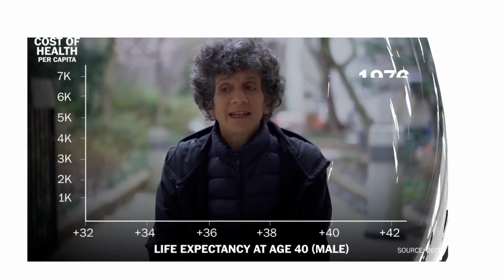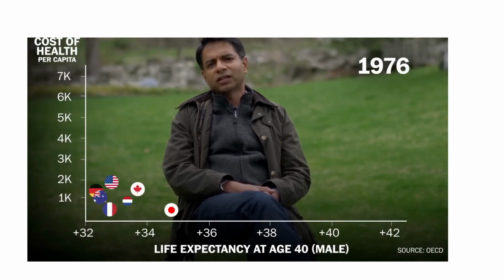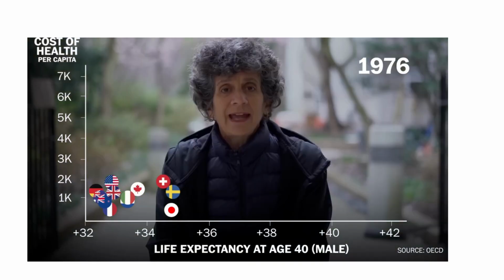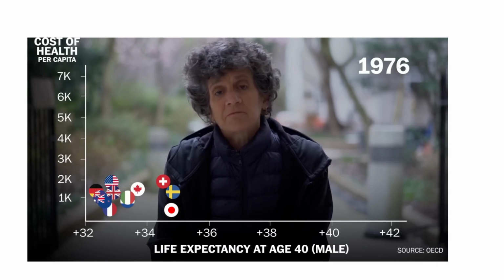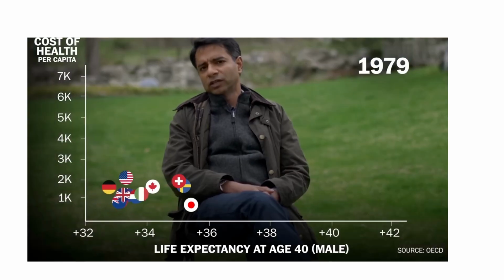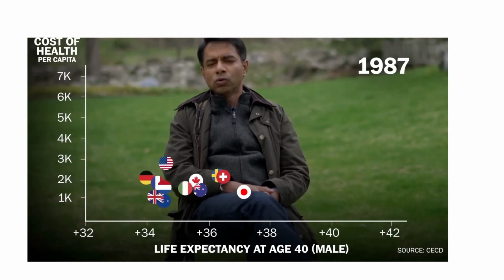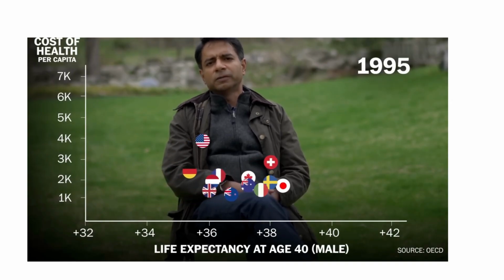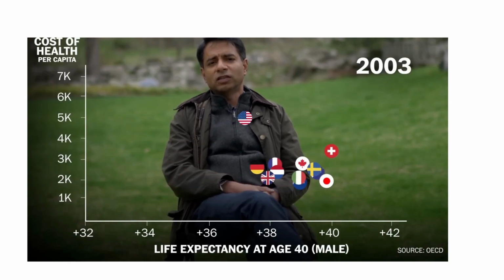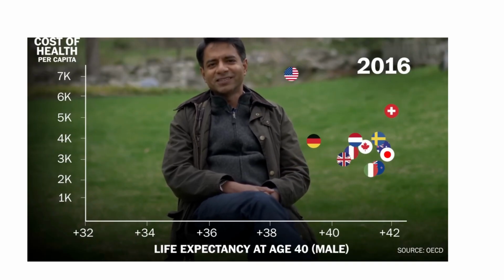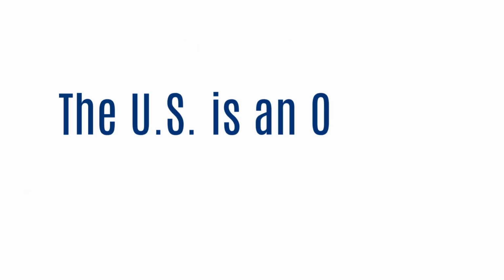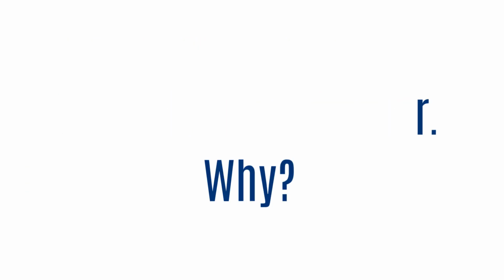What you find is, if you look back to 1976, all of these countries, the US, Germany, Canada, look similar in terms of what share of GDP goes to healthcare. And people are living about 35 years after age 40. Fast forward 20 years, and the US is spending a lot more of its GDP on healthcare, and its life expectancy increases have not kept up with the life expectancy increases in other countries. So why is the US such an outlier?